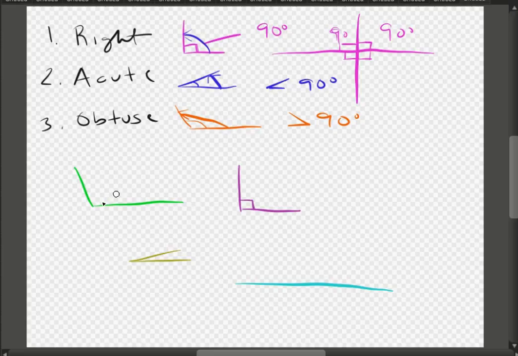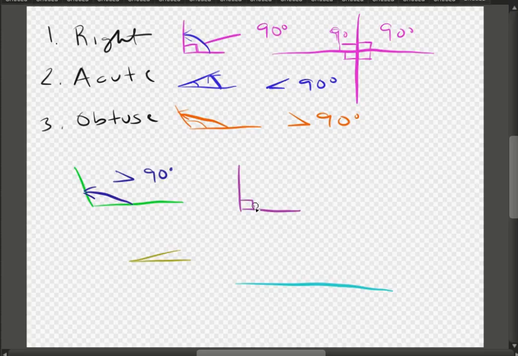Done? Alright, so this is clearly an obtuse angle. It takes a lot for this line to be able to reach this line. The mouth of this angle is open, like a lot wider. Therefore it's obtuse. It is greater than 90 degrees.